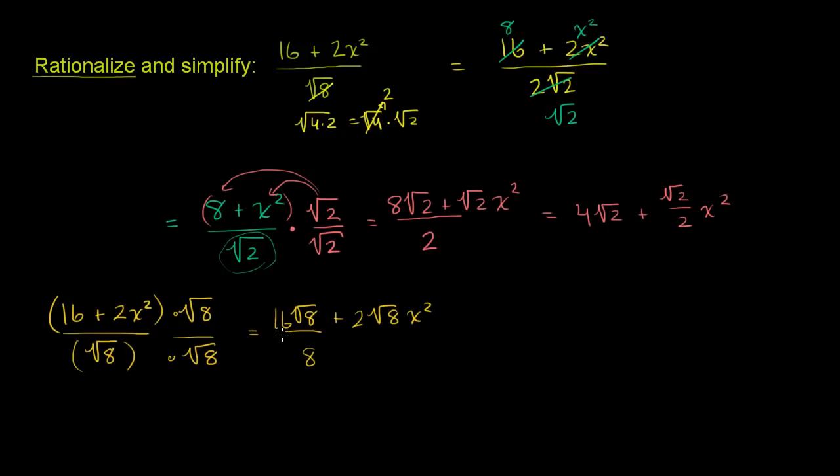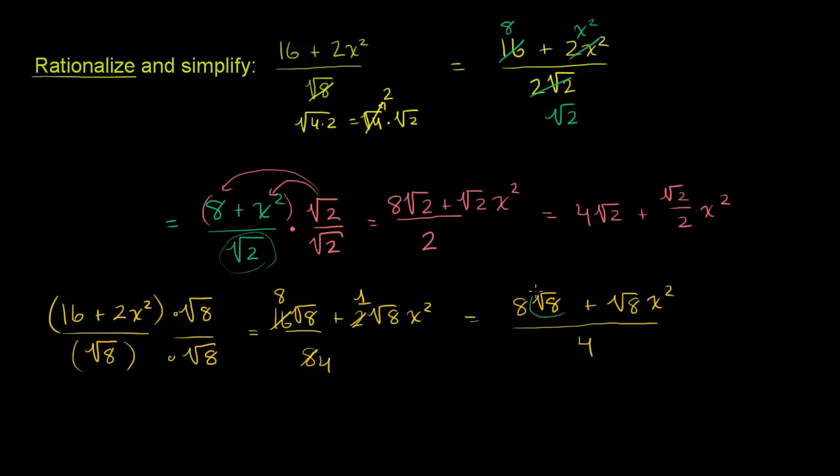You could say, well, everything in the numerator and the denominator is divisible by 2. So the 16 could become an 8 if you divide by 2. The 2 becomes a 1. And then this 8 becomes a 4. And then you get 8 square roots of 8 plus the square root of 8 x squared, and then all of this over 4. And you say, wait, this still looks kind of different than what we had here. And the reason is we still haven't simplified this radical.